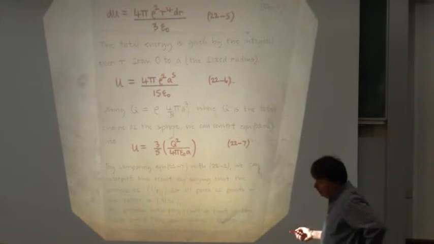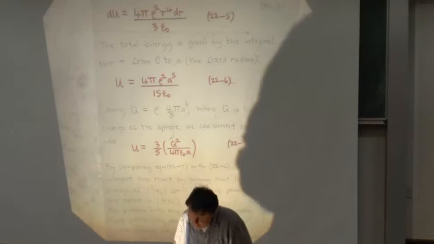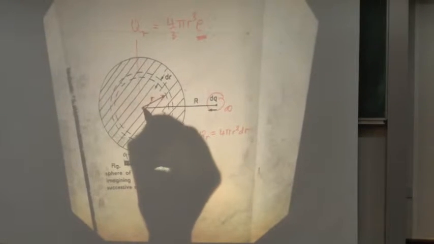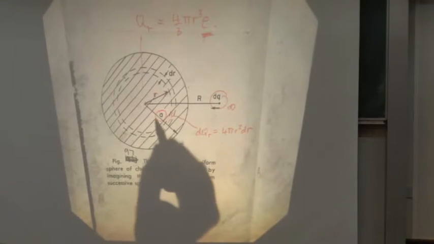So for the total energy, of course, we now have to integrate this expression from r equals 0 to r equals a, which is the final volume of the sphere. So in the end, we start off with r equals 0, and we gradually build the charge up as a series of shells until we've reached the fixed radius a of the ball of charge.